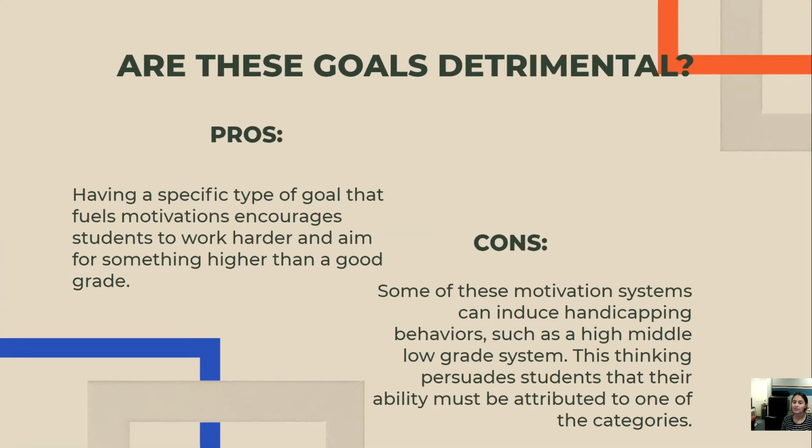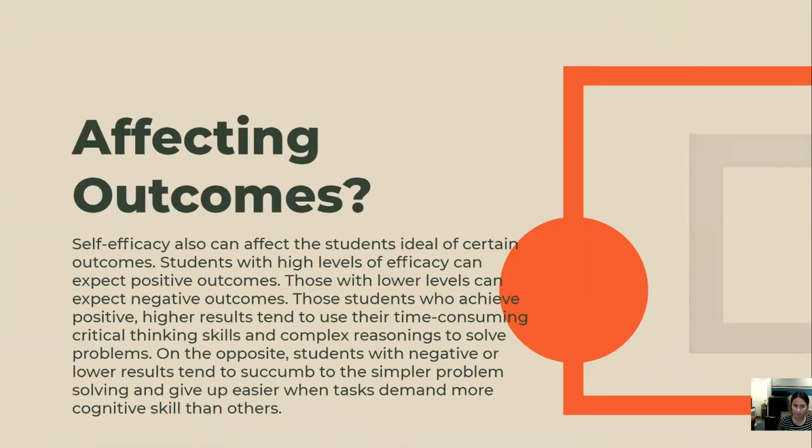Cons are that some of these motivation systems can be handicapping, and like a high, middle, low grade system, it persuades students that their ability has to fit in one of these categories and that grading systems won't accommodate their learning needs. So how does this affect the outcomes? Self-efficacy can also affect the student's ideal of certain outcomes.